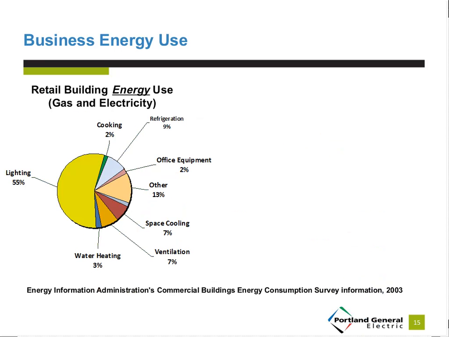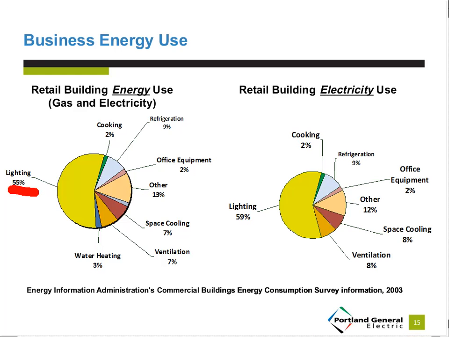Here's another profile for a retail customer. And lighting is at 55% with gas and electricity. If you just go to electricity only, it jumps up to 59%.